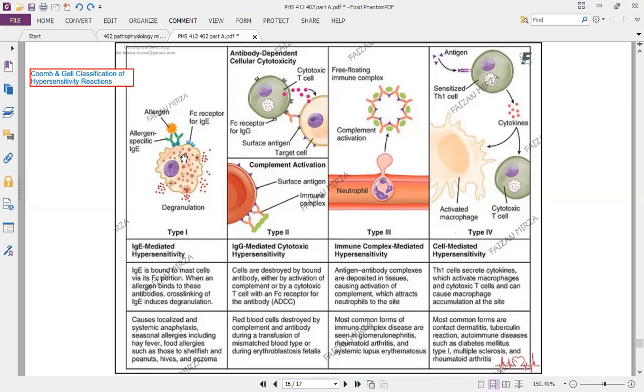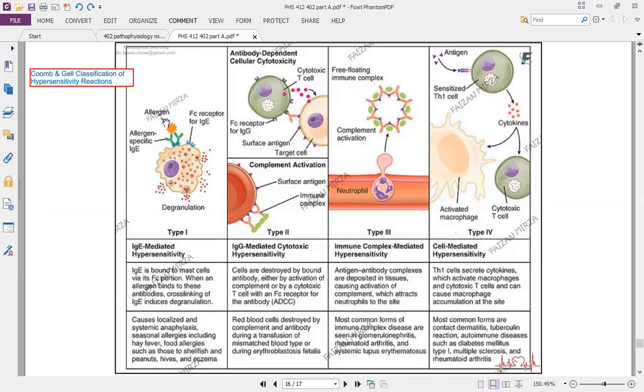The diagrams are very well summarized, and the description given below is something very concrete that can help you understand the basics of these types of hypersensitive reaction. Hypersensitivity just means that your body, your white blood cell, becomes evoked unnecessarily towards something which is not actually harmful. So IgE mediated hypersensitivity, this is type 1.